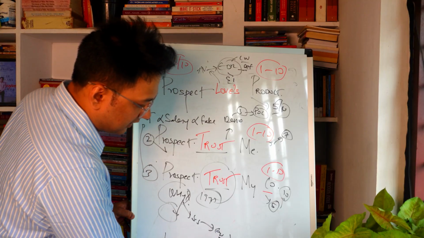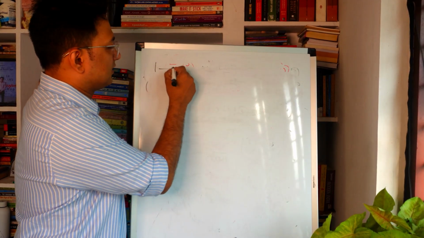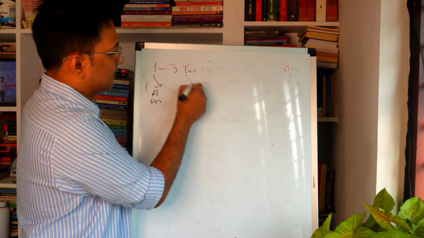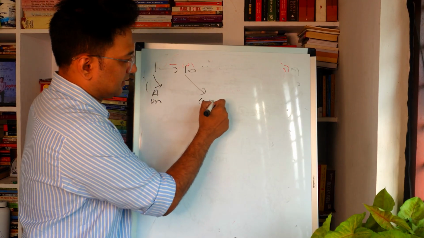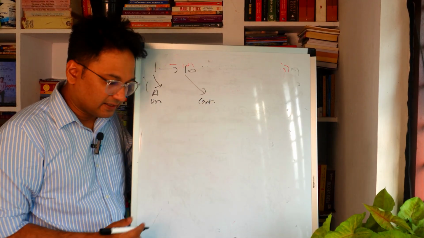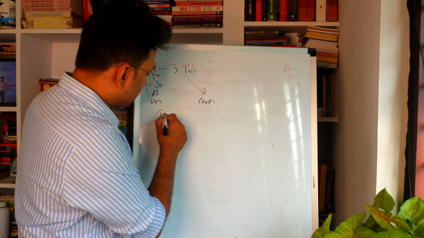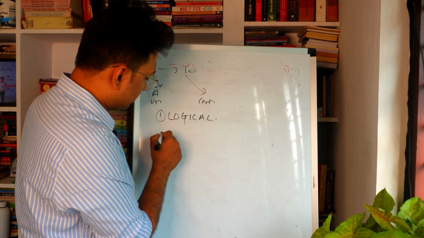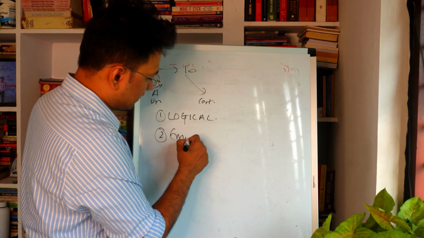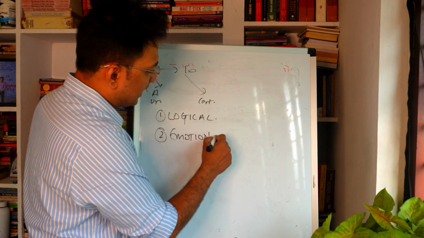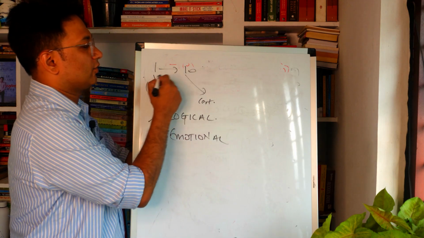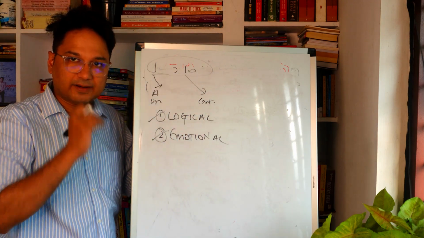Our aim is to move, on a scale of 1 to 10, from absolute uncertainty to absolute certainty, right? There are two types of certainties. Certainty number one is logical certainty, and certainty number two is emotional certainty. You have to make sure we cater to both when we want to improve our score from 1 to 10 for those three parameters.